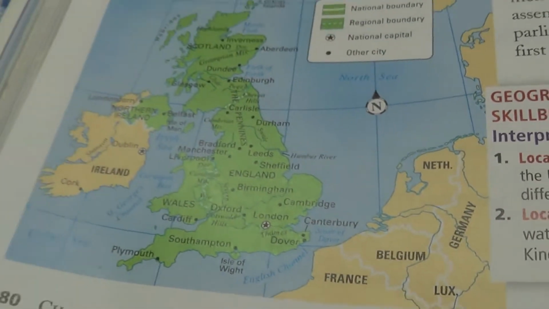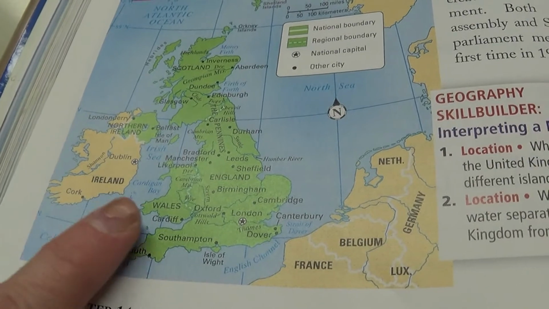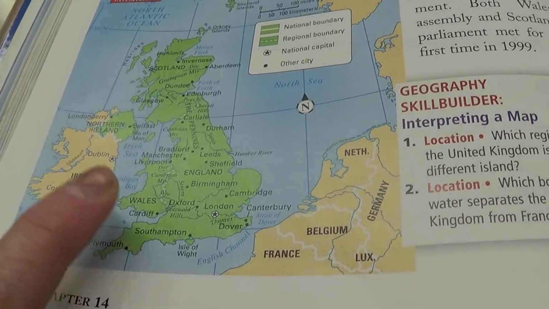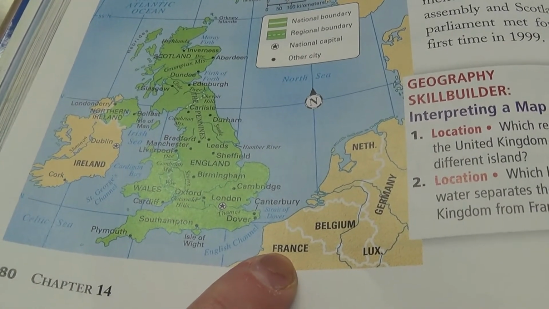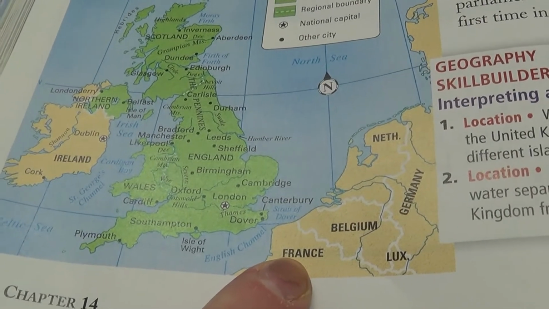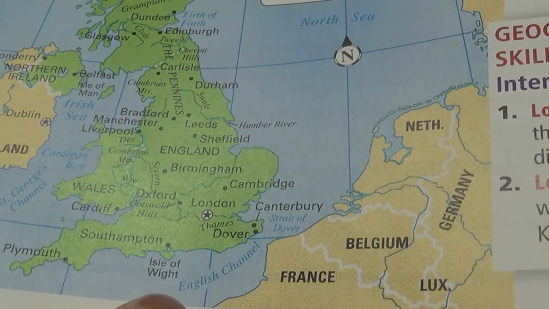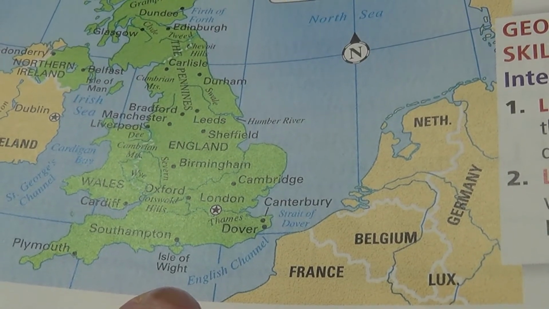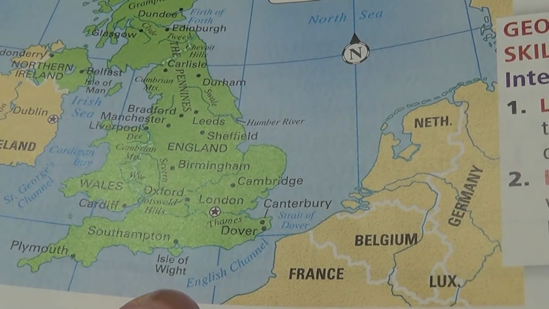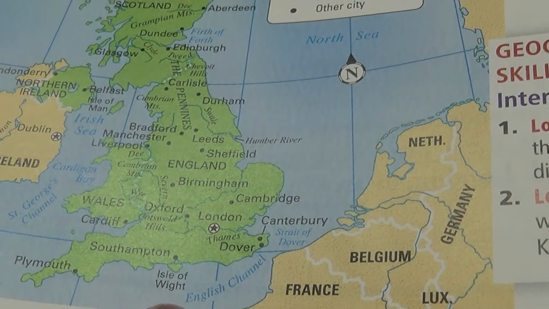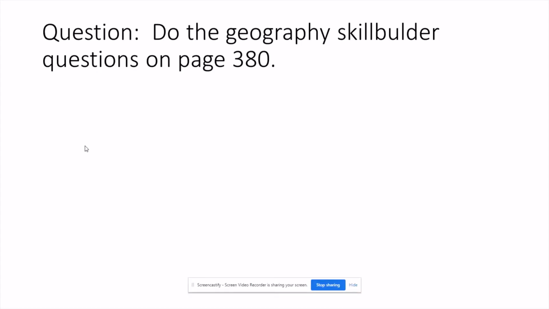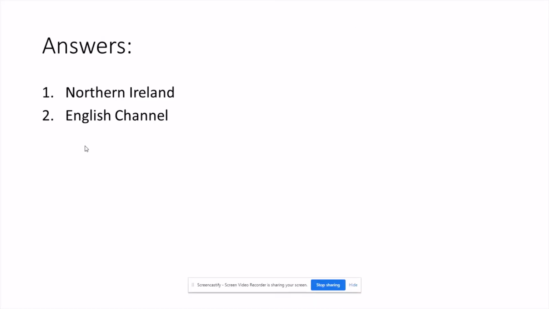So I know this is the United Kingdom. This map does show me France over here, and my body of water is written in these italicized blue letters, and it says English Channel, and that means the answer is English Channel. Answers: 1, Northern Ireland, and 2, English Channel.